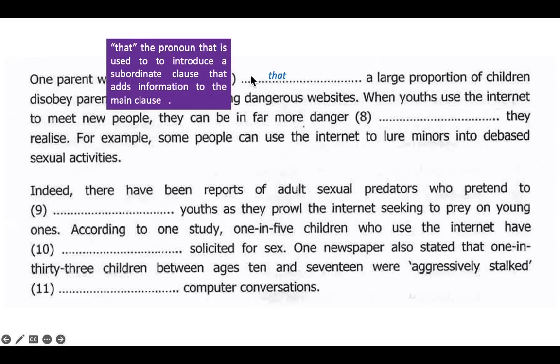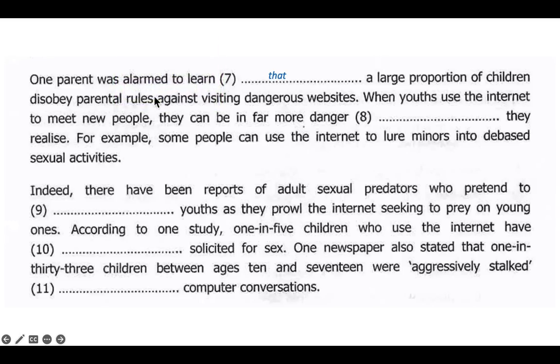If you look at the pronoun that is used to introduce the subordinate clause that adds information to the main clause. So this one adds the information to the main clause. Yes, so we have that one, and then we can go to the other parts.